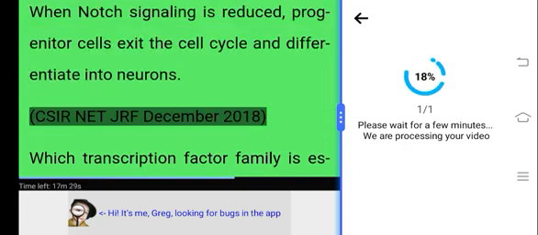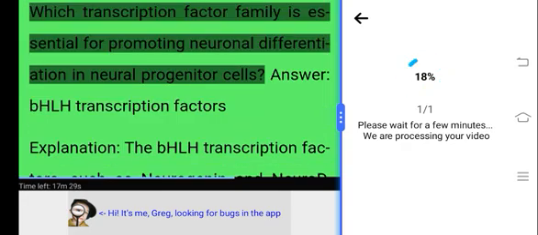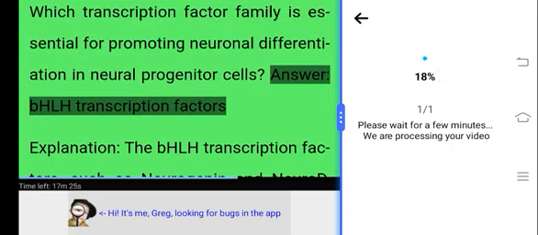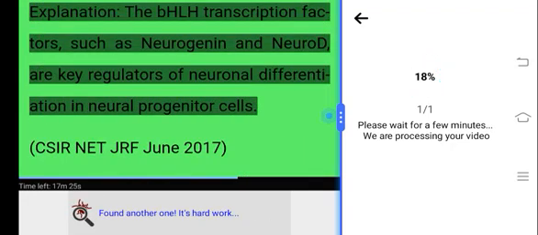CSIR-NET JRF December 2018. Which transcription factor family is essential for promoting neuronal differentiation in neural progenitor cells? Answer: BHLH transcription factors. Explanation: The BHLH transcription factors, such as neurogenin and neurod, are key regulators of neuronal differentiation in neural progenitor cells.